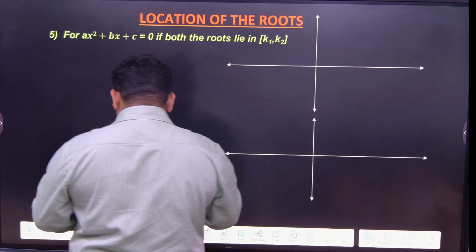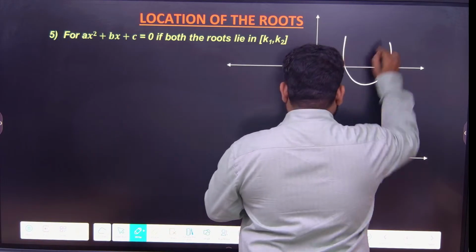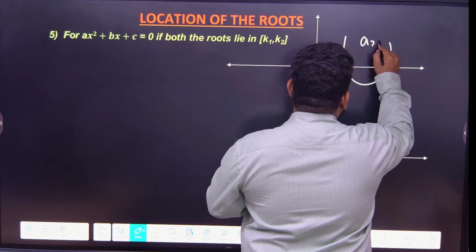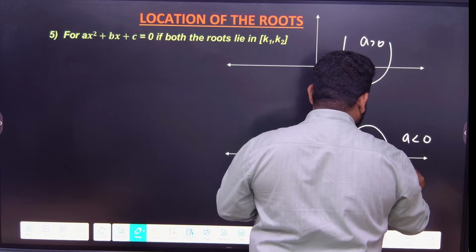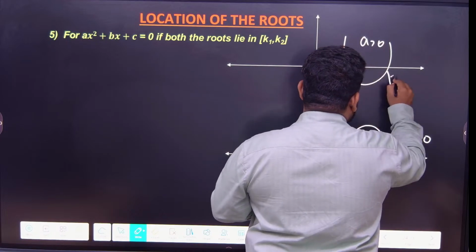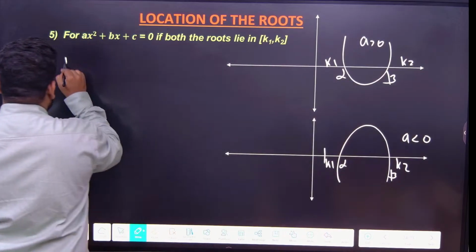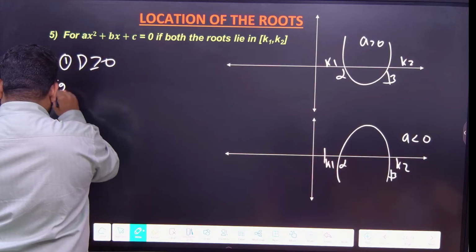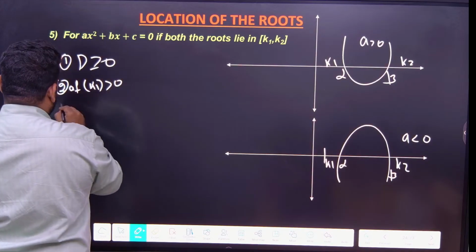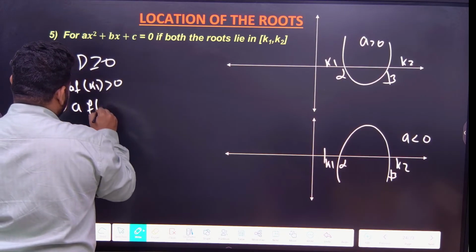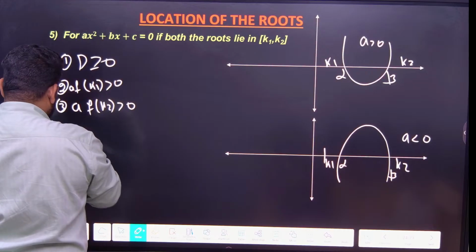If both the roots lie in k1, k2. So this is the thing we are having: A greater than 0, A less than 0. This is k1, this is k2, alpha, beta. Now for this, please write down the conditions. D is greater than or equal to 0. Second one, A into f of k1 is greater than 0. Third one, A into f of k2 is greater than 0. Next is the fourth one.